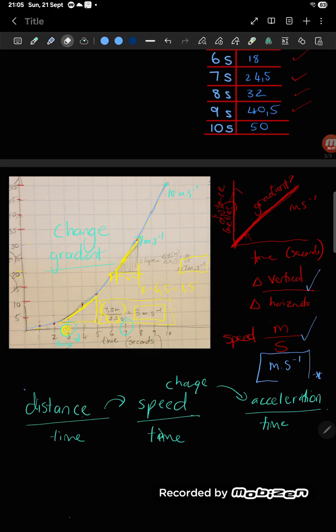Okay, so this whole thing is about change. And if this gradient represents the change in distance over time, what is the change in that gradient called? The change in the change, because gradient is the change. But what if there's a change in the change? Because the gradient's changing all the time.